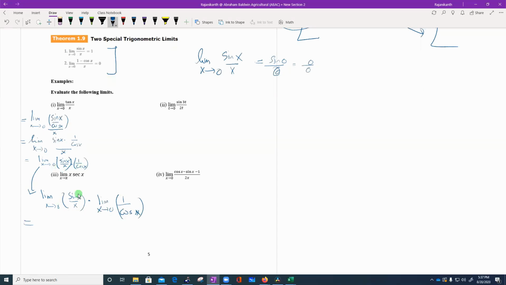What is the limit of the first piece? Could you tell me the answer? The limit as x goes to 0 of sine x over x. That's 1, by using the properties. So this piece is now easy. What is the limit of 1 over cosine x when x goes to 0? That is easy now. 1 over cosine 0. What is cosine 0? That's also 1. So that is 1 times 1 over 1, which is 1. Easy. You see now?